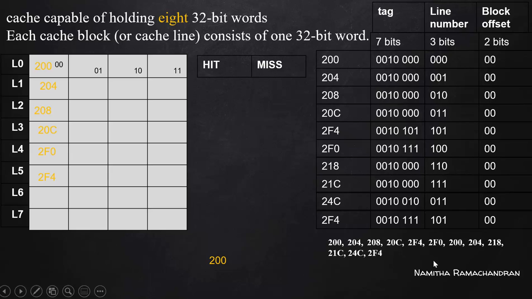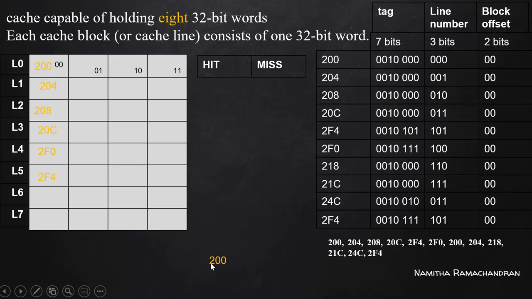Next, up to here all the cases are cache misses. From 200 up to 2F0, none is present in the cache, so all these are cases of cache miss. Okay, the next memory address accessed is 200. But now the situation is different. The address is directly available in the cache memory. Right? So this is a case of cache hit.